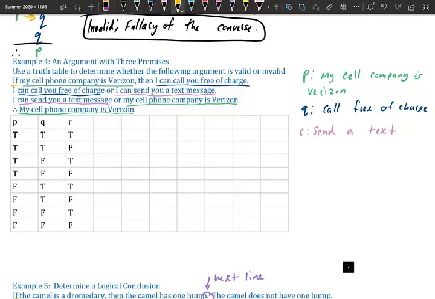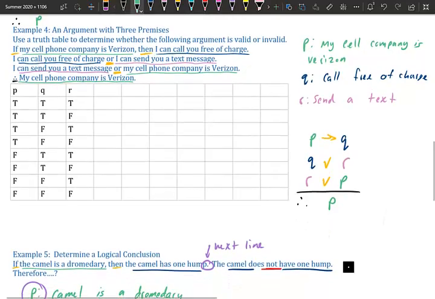So let's write this into symbols. We have our connective of if-then. My cell phone company is Verizon. That represents P. I can call you free of charge. That's Q. Next line. I can call you free of charge. So Q. We have our connective of or. I can send you a text message. So that's R. Next line. I can send you a text message. Our connective of or. My cell phone company is Verizon. That's P. We have our therefore line. Therefore, my cell phone company is Verizon. That's P. That does not match any laws. It's crazy, right? So we can't actually put that into any laws. So that's where you would use a truth table.